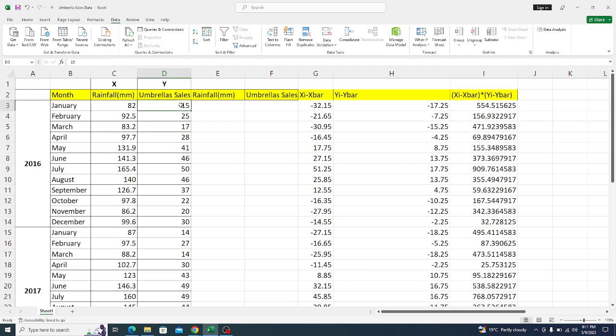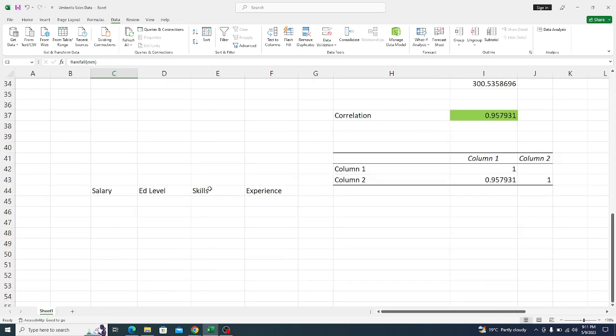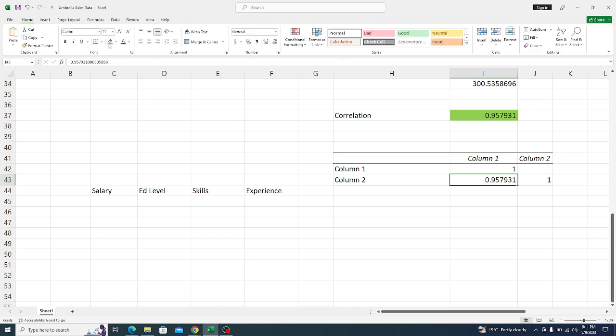But you can see now the correlation between column 2 and column 1. So you can see it is checking the relationship between the umbrella sales and the rainfall amount. Definitely in that case we will have a value, and our value, you can see, is the same as the value we got when we used the manual computation.